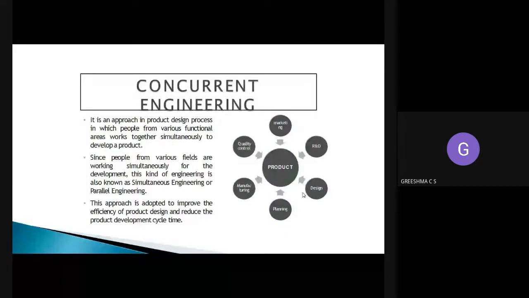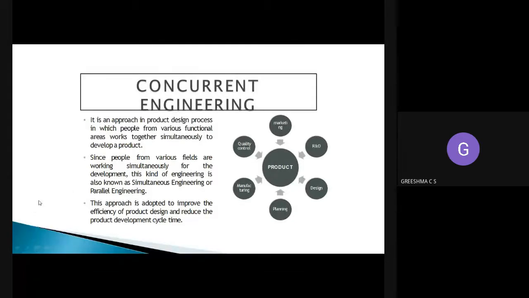It is an approach in which people from various functions work together to develop a product. So that is basically concurrent engineering. Since people from various fields are working simultaneously on the development, this kind of engineering is also called simultaneous engineering or parallel engineering.